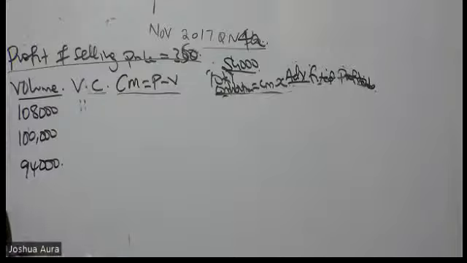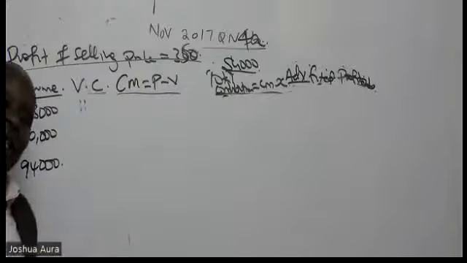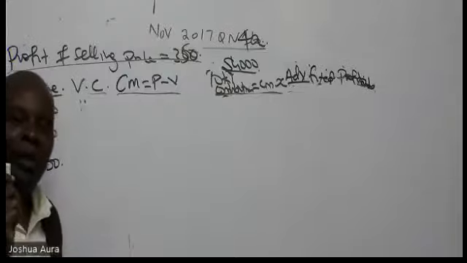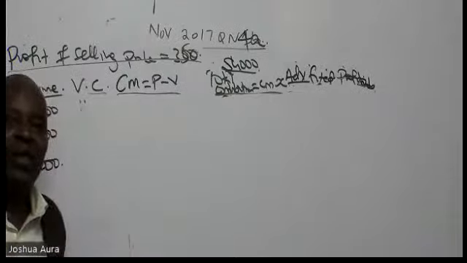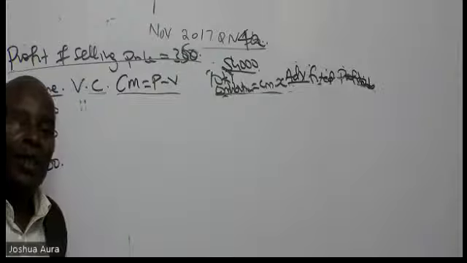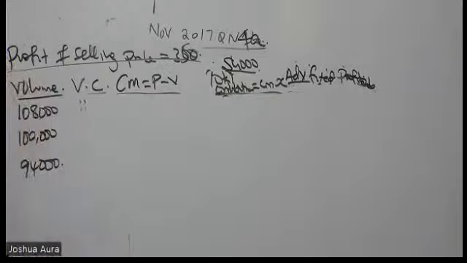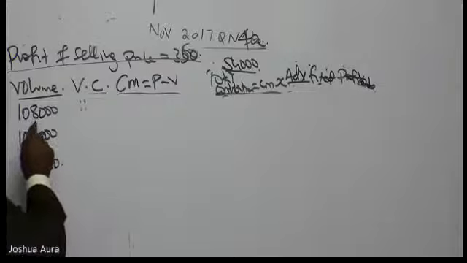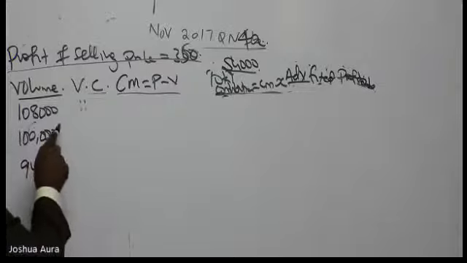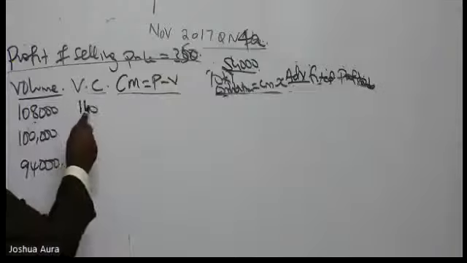Now, remember the concept of variable cost. For 100,000 units and below, we shall incur a variable cost of 120. If we produce above 100,000 units, then variable cost goes down to 110. So here, we produced more than 100,000 because 108 is more than 100,000. So this must have been 110.